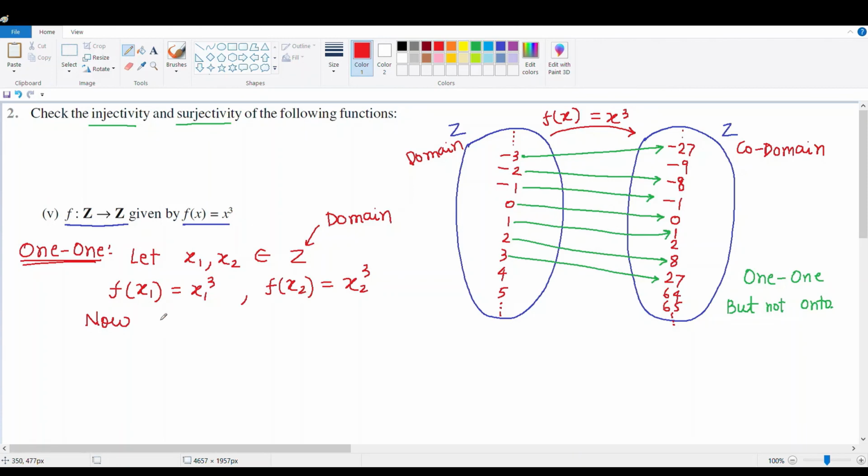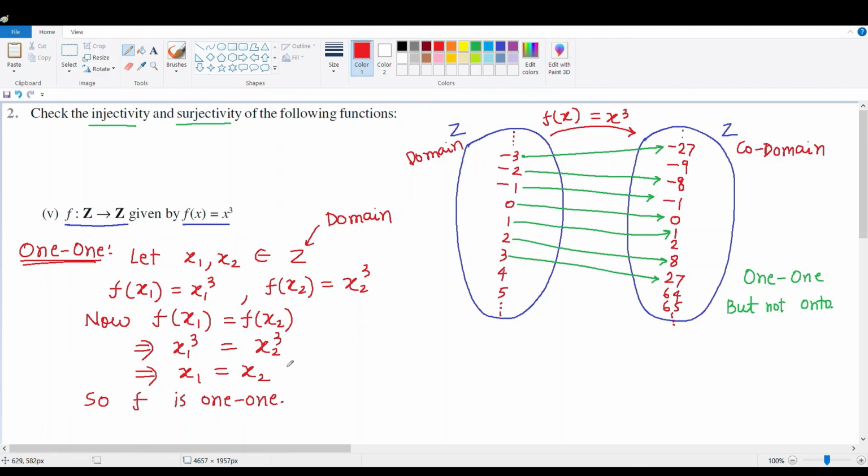Now we are going to assume that both values are the same: f of x1 is equal to f of x2. That means this must be equal to this, because that is the value of f of x1 and f of x2. So this means x1 cube is equal to x2 cube. And now this is only going to happen when x1 and x2 are actually the same number. So as soon as we prove that whatever two numbers we started with are actually the same when the outputs are the same, we are proving that the function is 1-1.